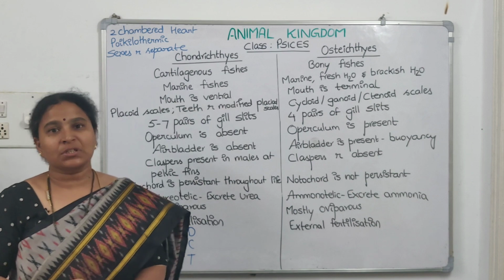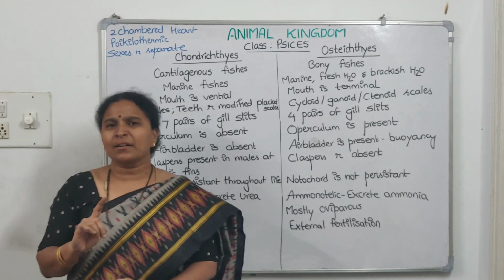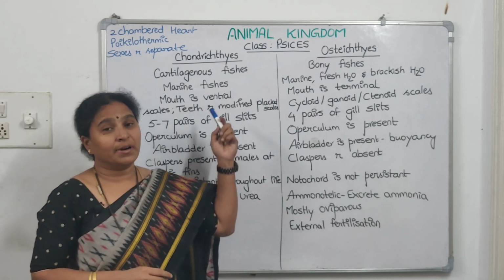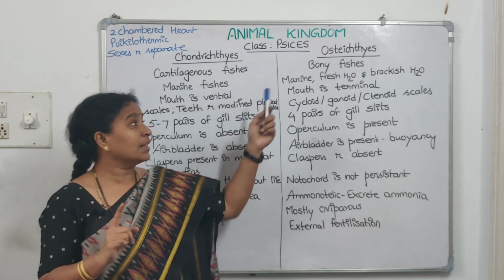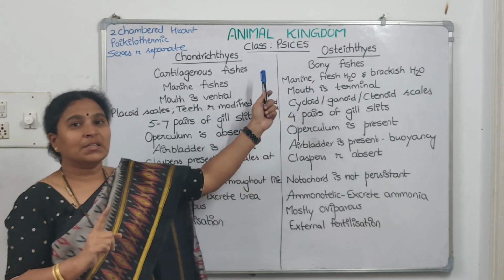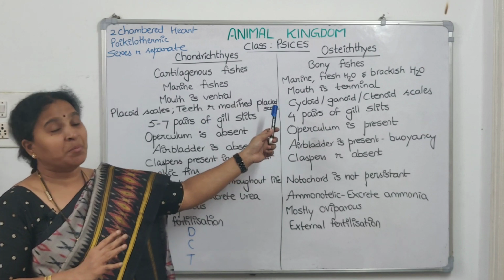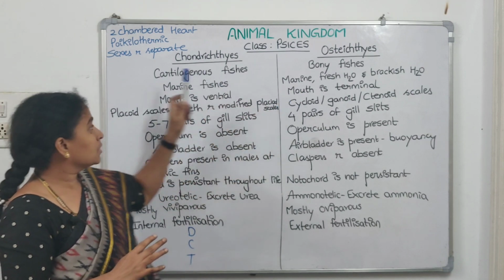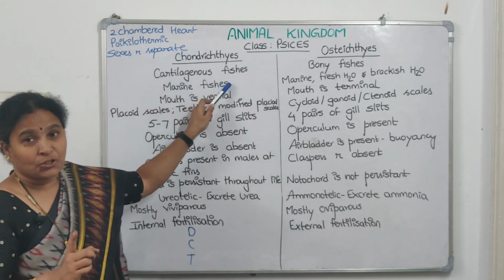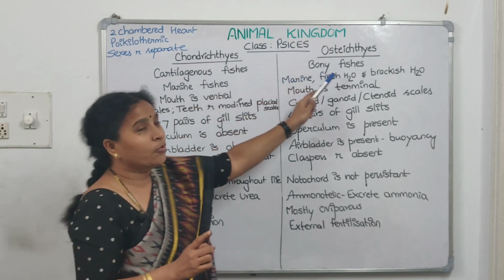Right, coming to fishes, depending upon the skeleton: if the skeleton is made up of cartilage, then they belong to Chondrichthyes. If the skeleton is bony, then that's called Osteichthyes. So let us see the differences, so it's easy for us to remember Chondrichthyes and Osteichthyes. Chondrichthyes are commonly called cartilaginous fishes, and Osteichthyes are called bony fishes.